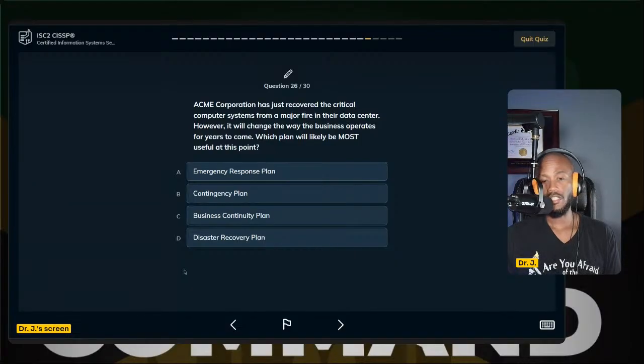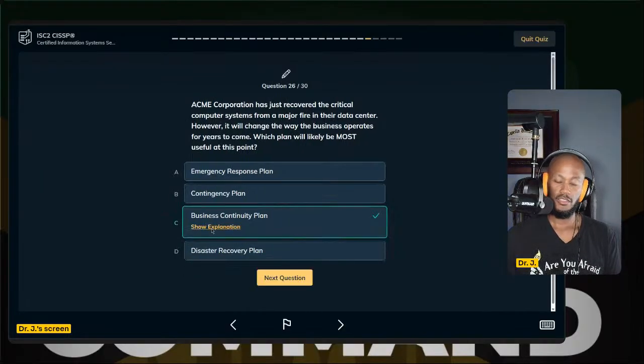So they just recovered the critical systems from a major fire. However, it's going to change the way the business operates for years to come. What will be most useful at this point? My thinking is disaster recovery is short term, so you toss that out. They're looking more long term. Contingency planning is just a distractor, and emergency response is also short term. Only long term is business continuity. Yeah, Charlie, business continuity plan.